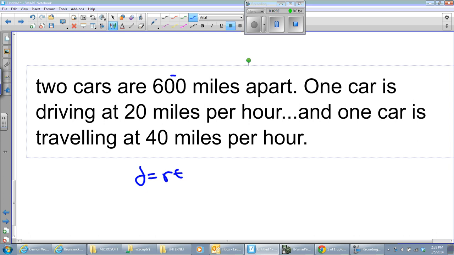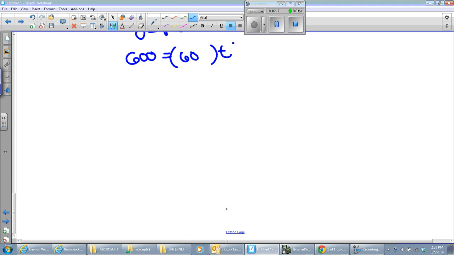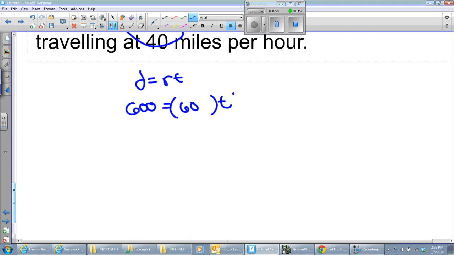I know my distance is 600. I'm looking for my time. My rate is going to be 20 plus 40, or 60. Remember that two cars heading directly toward each other is the same as one car traveling that same distance by itself. And look at that. They will hit in 10 hours.